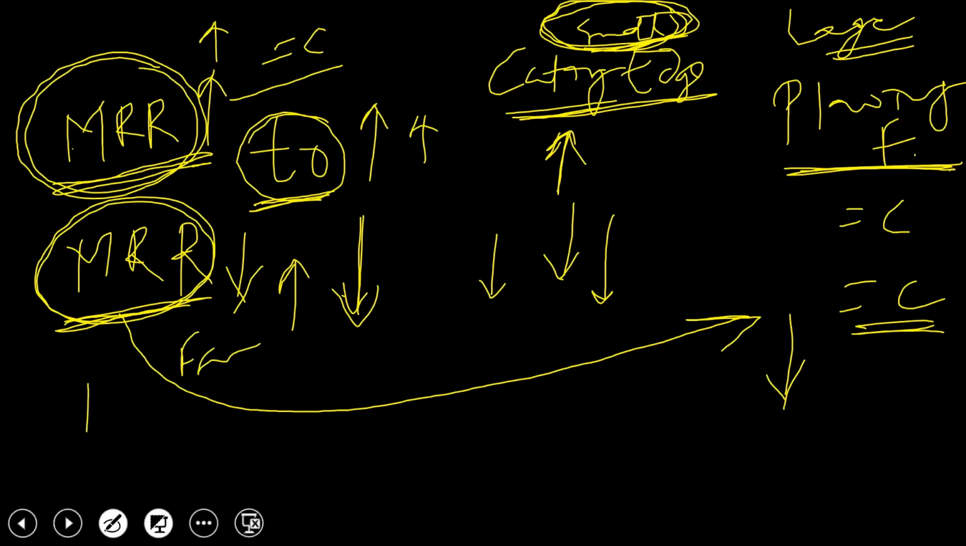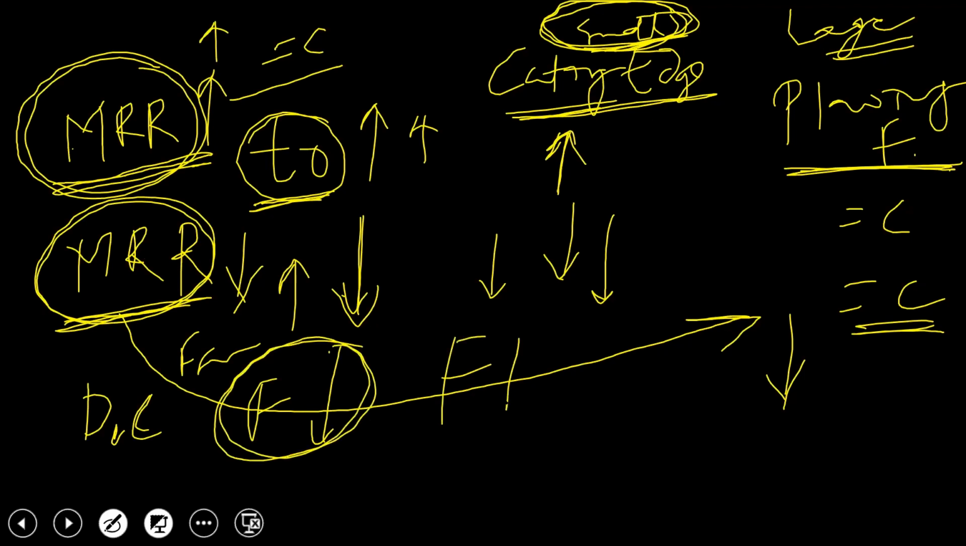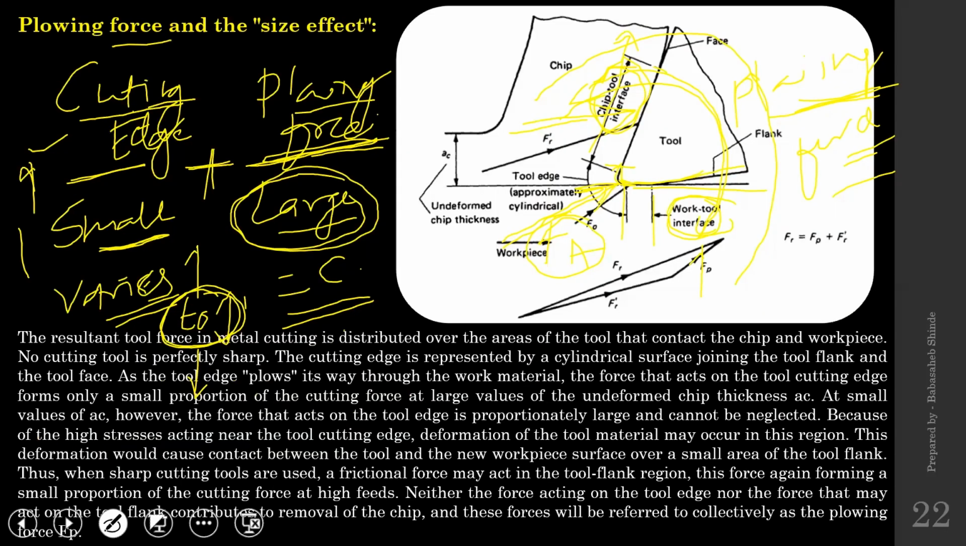So when you decrease this depth of cut, the cutting forces are expected to decrease, but instead the cutting forces increase in proportion to this depth of cut. And because of that only, if you remember, in case of abrasive machining, we said that the specific cutting energy is very large.